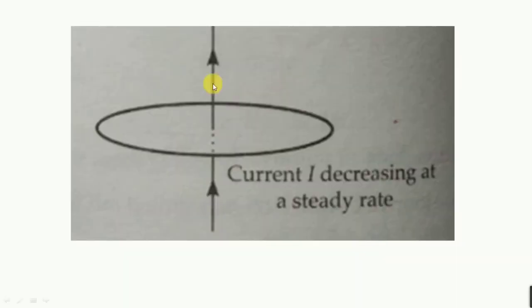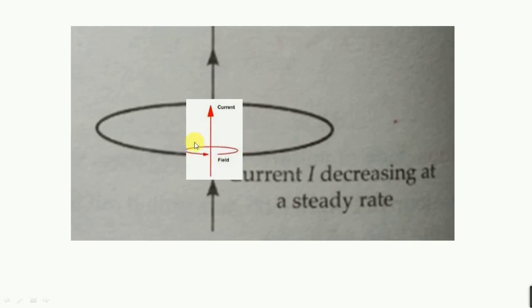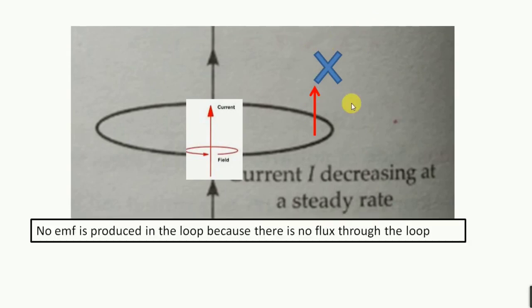Out here the current through this conductor is decreasing, so I have to find the direction of induced current in this conductor. We know a current carrying conductor produces a magnetic field which is perpendicular to the plane of axis. So the magnetic field produced by this conductor will not be perpendicular to the plane of this loop. That means there is no flux through this loop, so there will be no EMF produced in this loop.